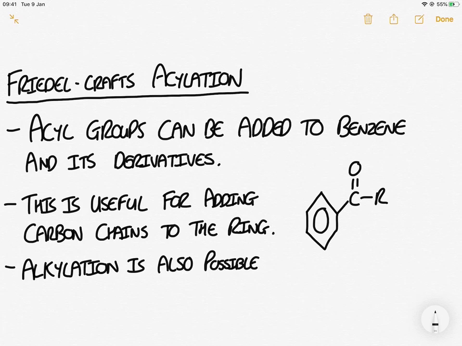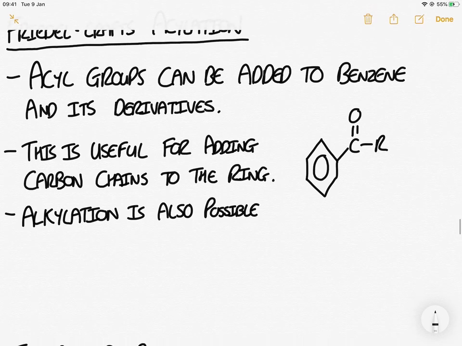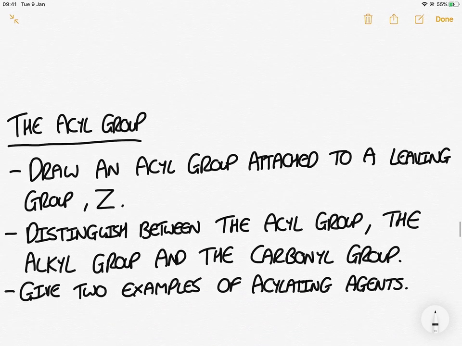So this is not going to be the same reaction as the nucleophilic addition-elimination mechanism that we do when we're talking about reaction of acid chlorides with nucleophiles or acid anhydrides with nucleophiles. It is still acylation though. It is still a way of adding an acyl group to something. So this is useful because it adds carbon chains as substituents onto the ring, and something that we'll look at in a later consolidation lesson is that alkylation is also possible rather than acylation. More on that later.